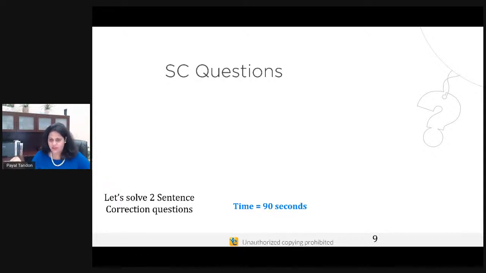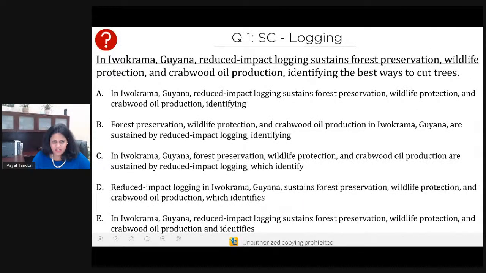And I would want you to write down A, B, C, D, or E, depending upon whatever is the correct answer choice in your mind. As you're solving the questions, I also want you to keep in mind what is the approach that you are using to solve those questions. Okay, so keep that in mind as well, because I am going to be asking you questions with regards to that. All right, so here is your first question, question 1, SC logging. Let's get your responses to this question.